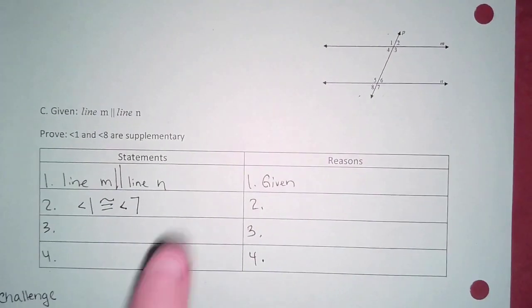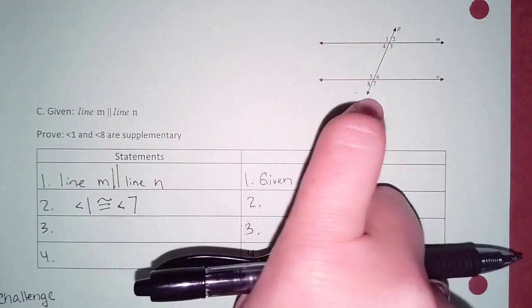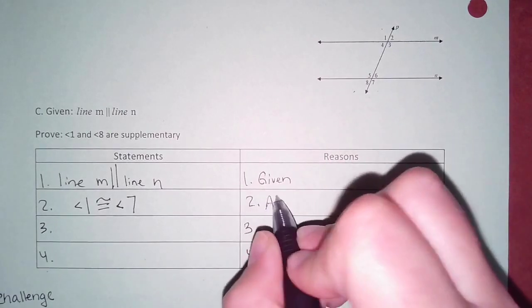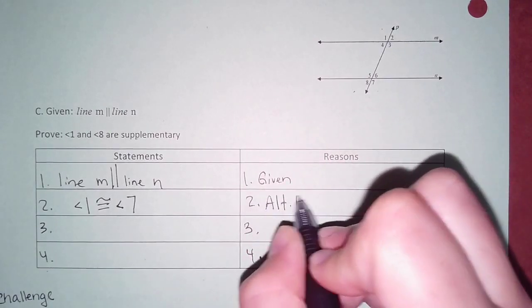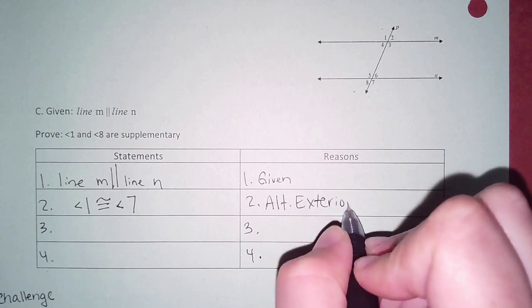So I'm saying that 1 and 7 are congruent because they're alternate exterior angles, and this is a theorem.